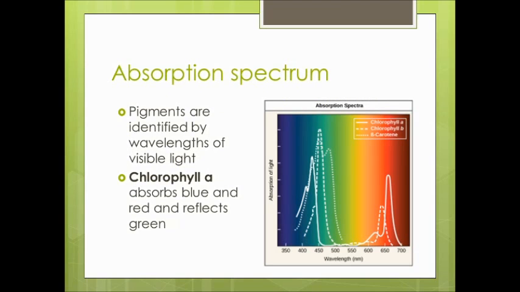Pigments can be identified by wavelengths of visible light. So like we said, pigments are going to absorb certain wavelengths of light, but reflect wavelengths that they cannot absorb. So chlorophyll A absorbs blue and red, but reflects green because it cannot absorb it.